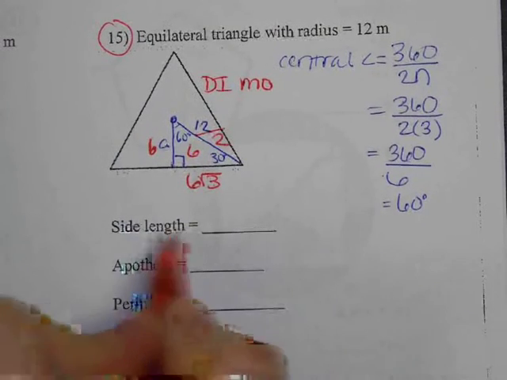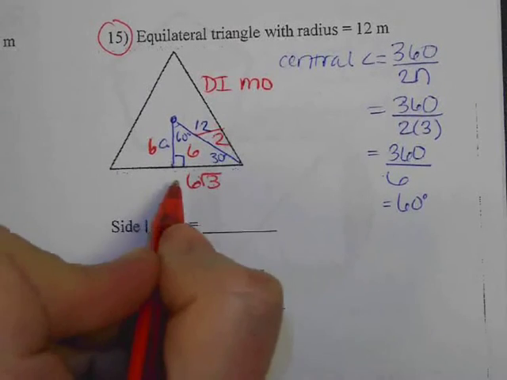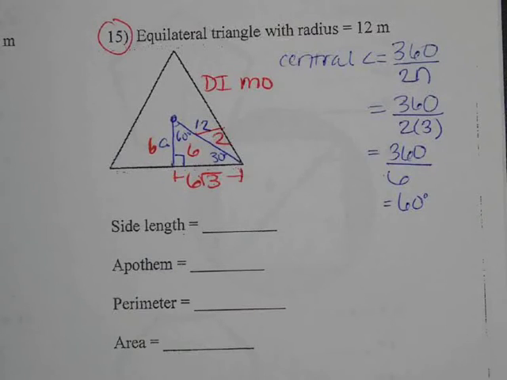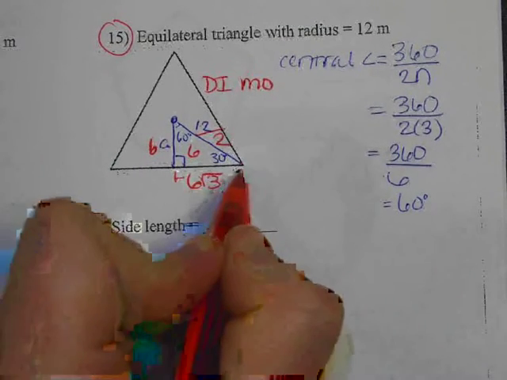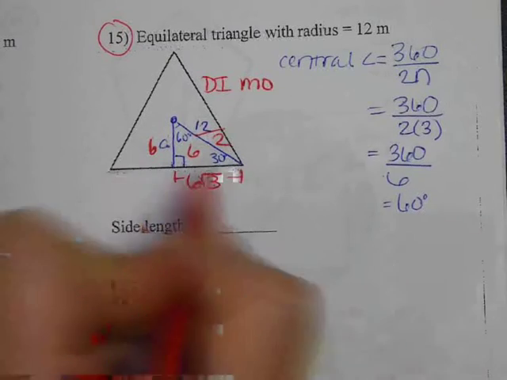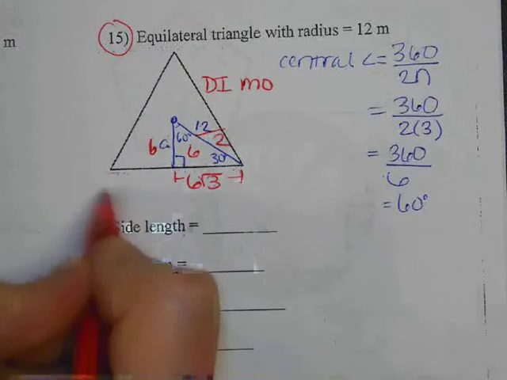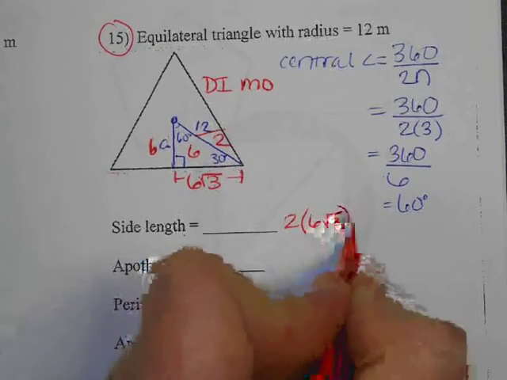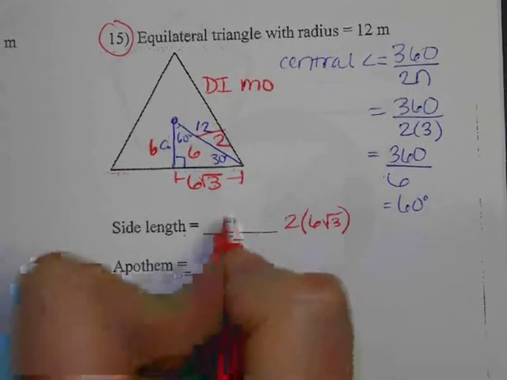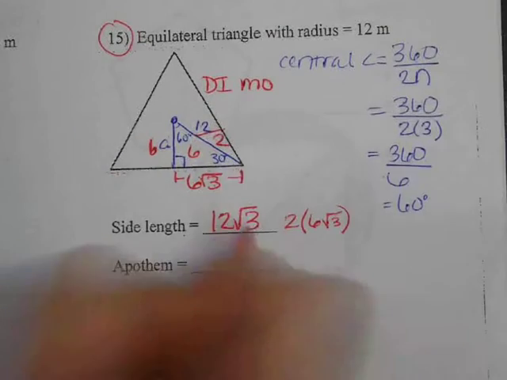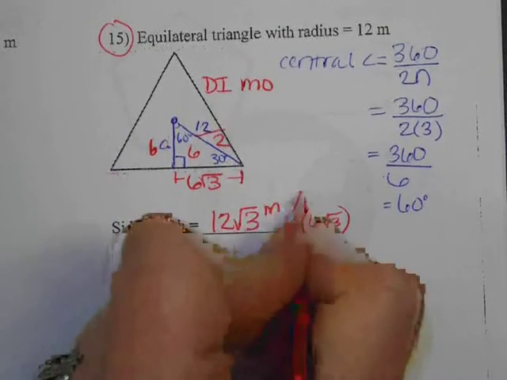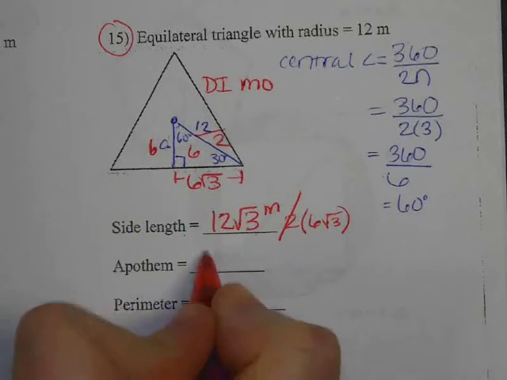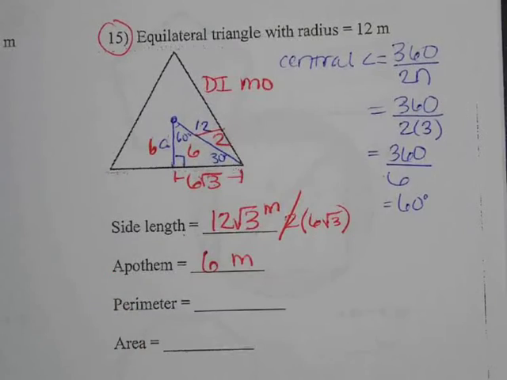Keep in mind, when it asks for side length, that 6 radical 3 is just part of the right triangle. If this is 6 radical 3 and the apothem splits that side in half, that means double that amount would be the side length. So the side length comes from twice the length of our triangle side, which would be 12 radical 3, and my units are meters. The apothem we just found is 6, and my units are meters on that.